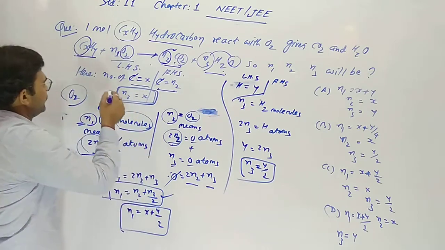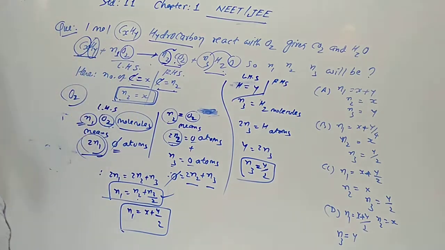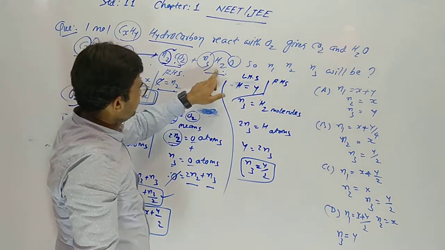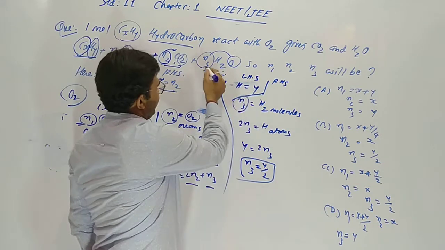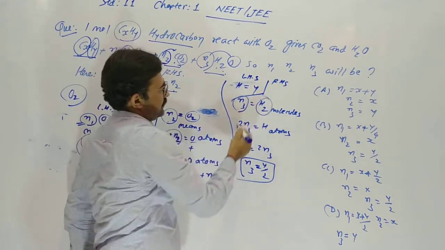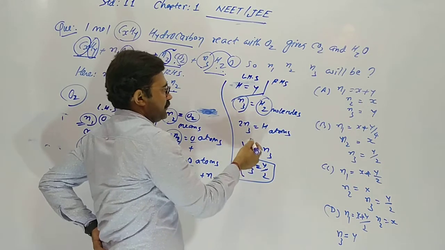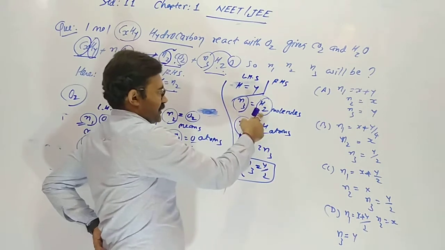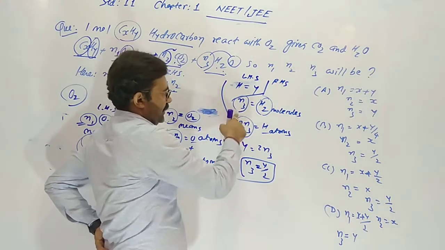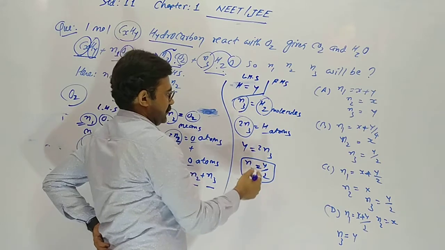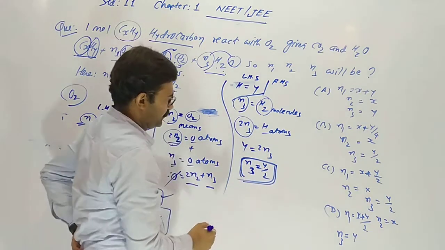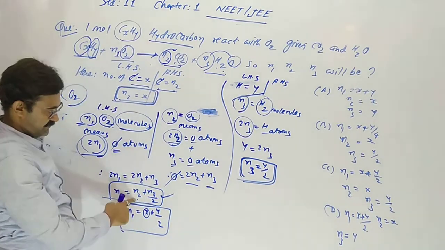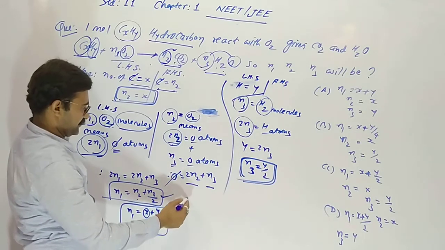Now what about hydrogen? On the right hand side the number of hydrogen is Y. Here N3 mole of H2O, but in H2O the atoms of hydrogen are 2. So atoms are double the molecules, 2 times N3. So 2N3 equals Y. So N3 equals Y by 2. Now put down the values here: N2 equals X, N3 equals Y by 2.